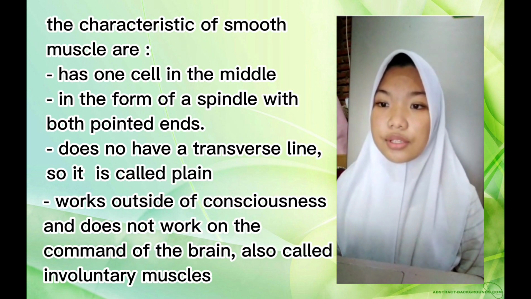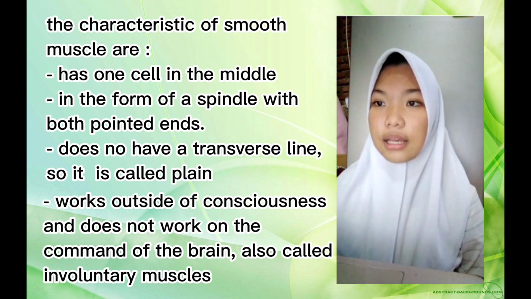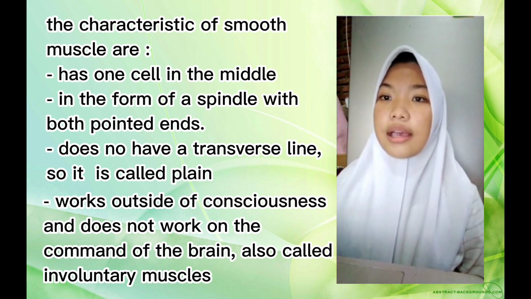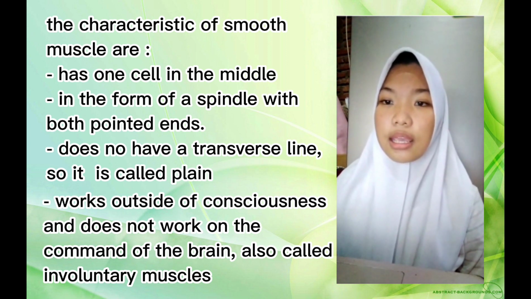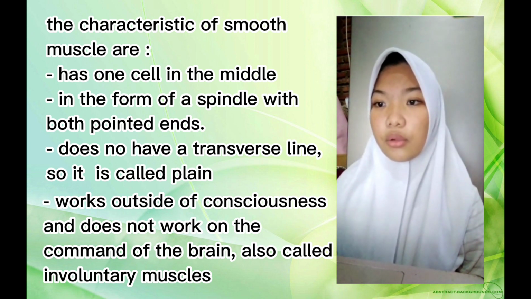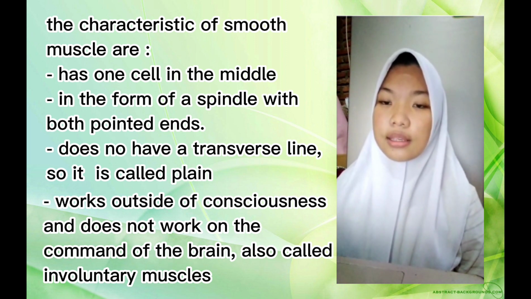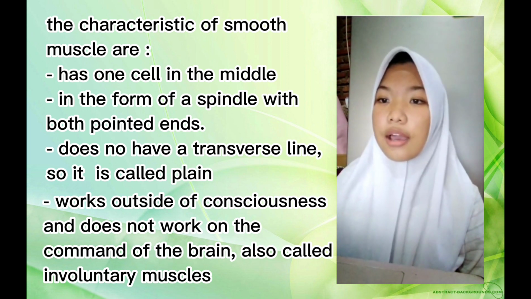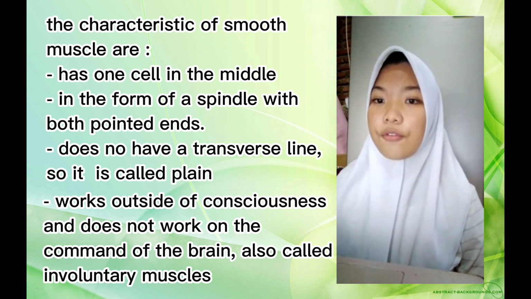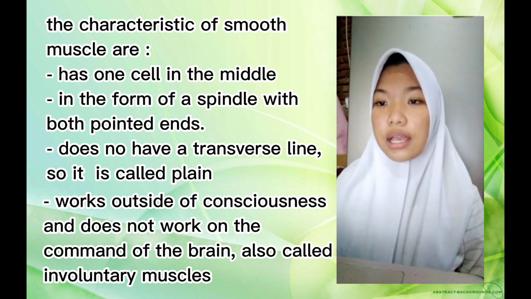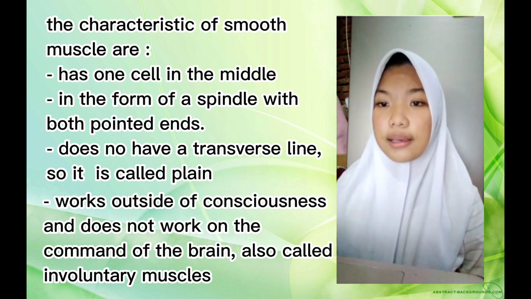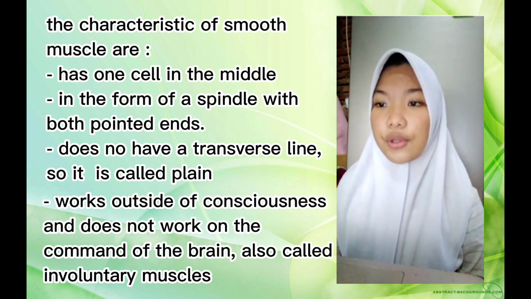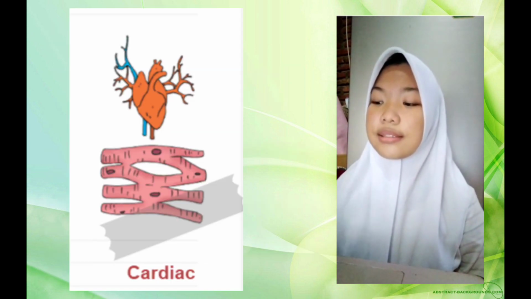The characteristics of smooth muscles are: first, it has one cell nucleus in the middle. Second, it is in the form of a spindle with pointed ends. Third, it doesn't have transverse lines, so it is called plain. Fourth, it works outside of consciousness and not on the command of the brain, so it is also called involuntary muscle.